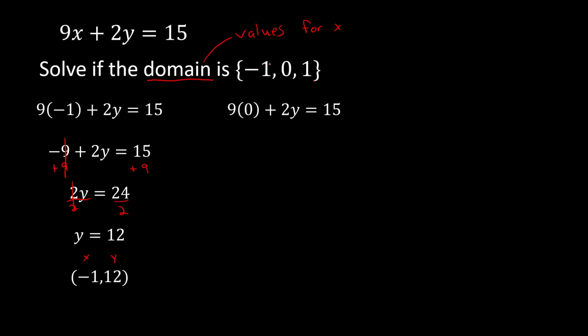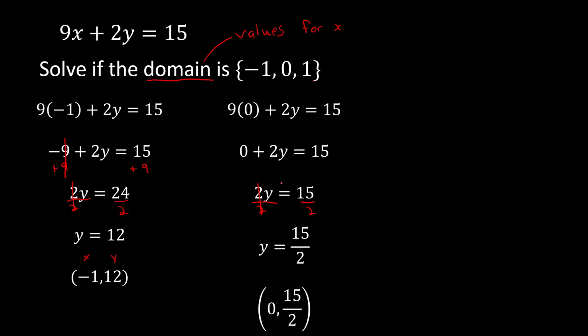9 times 0 is just 0. So what we have is 2y equals 15. Then solve for y, just divide both sides by 2. And we have y equals 15 over 2, which is going to be 7.5.